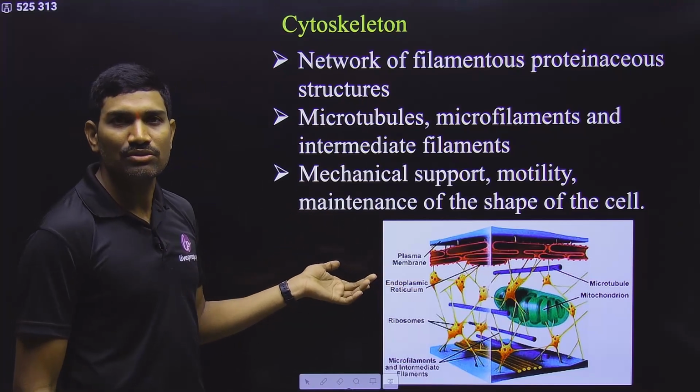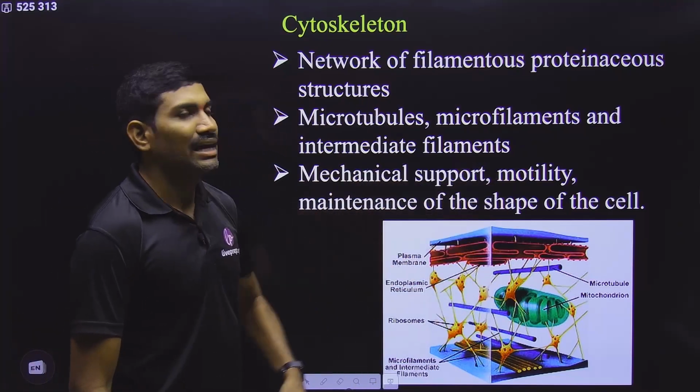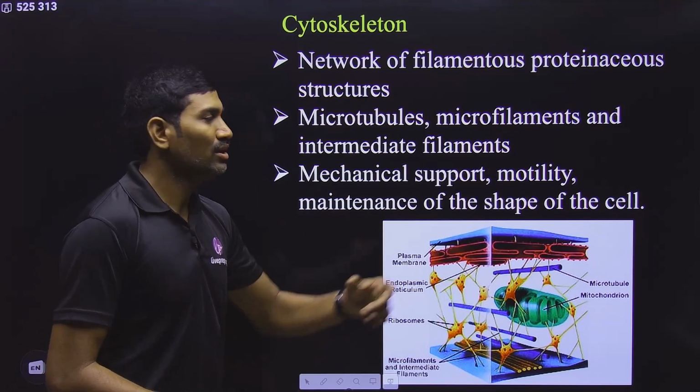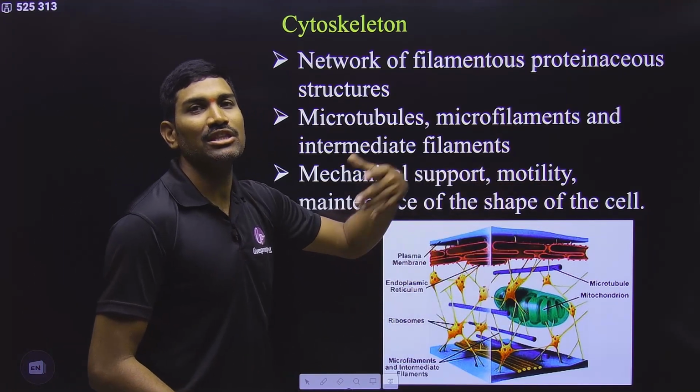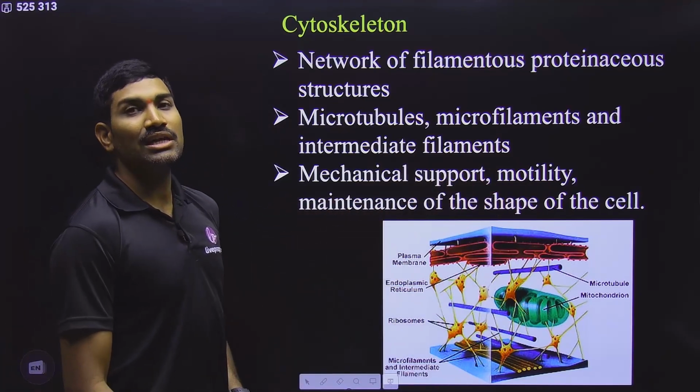And what is the overall function of the cytoskeleton? Helping in mechanical support. They are providing support to the cell, and they are also helping in motility, mainly in the case of the pseudopodia concept, if you know. So there you can understand that it is helping in the movement of the cell also, and it is also helping in maintenance of the shape of the cell.